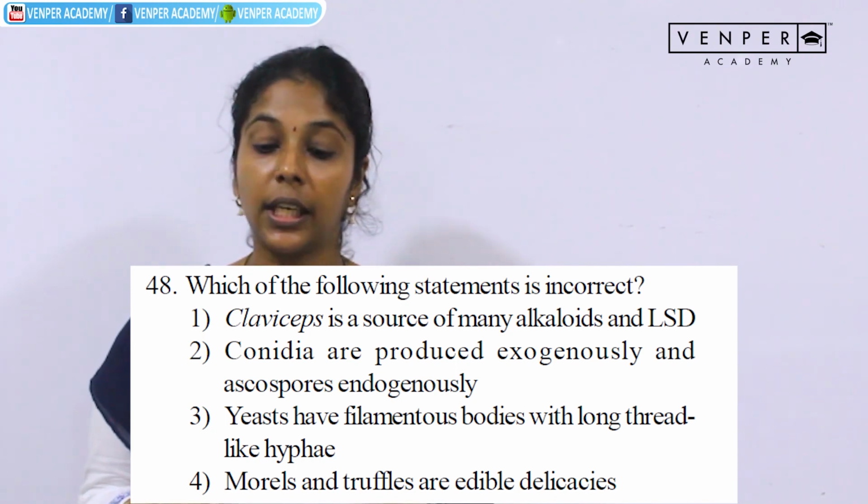The incorrect option is yeast have filamentous body with long thread-like hyphae. We call a group of fungi yeast which lacks hyphae. So option 3 is incorrect. The incorrect option is yeast have filamentous body with long thread-like hyphae.